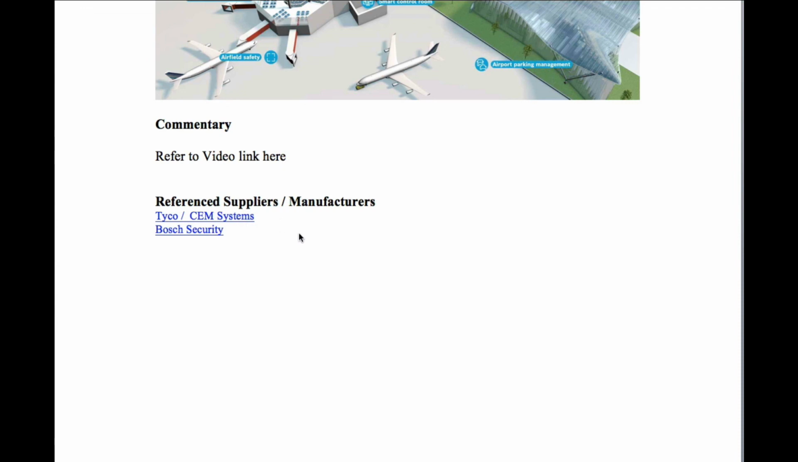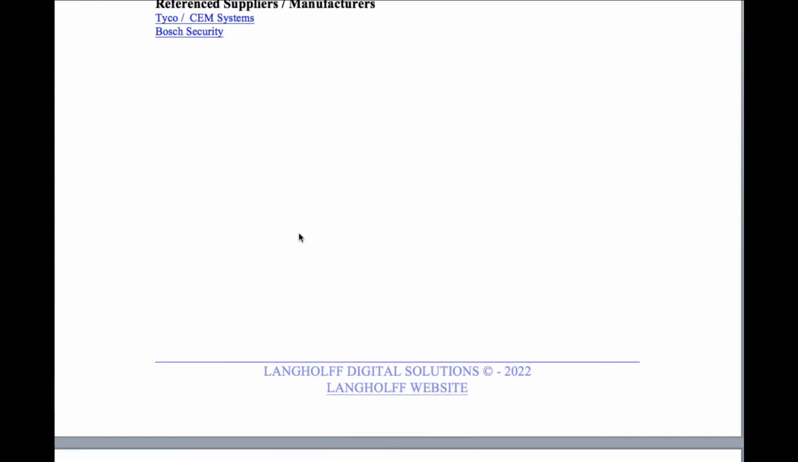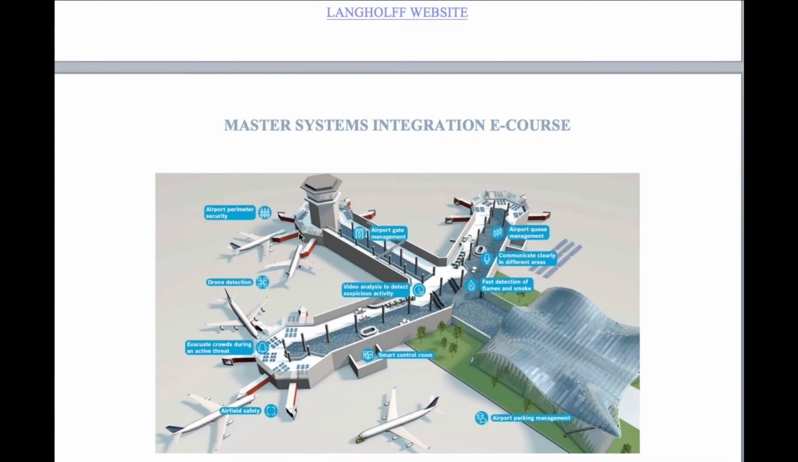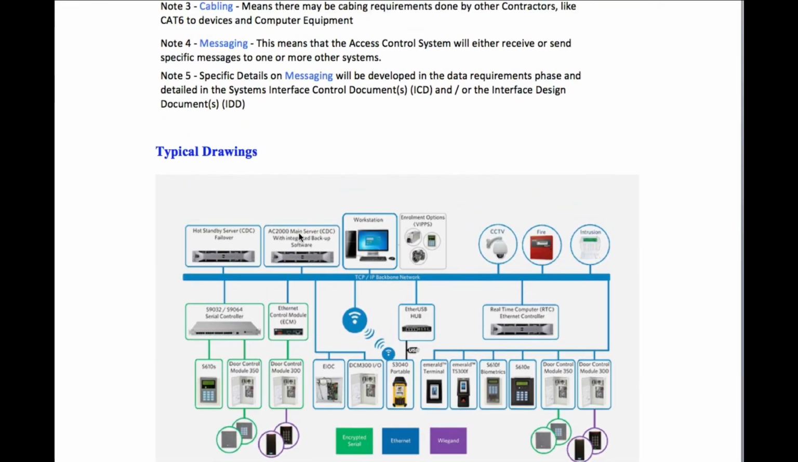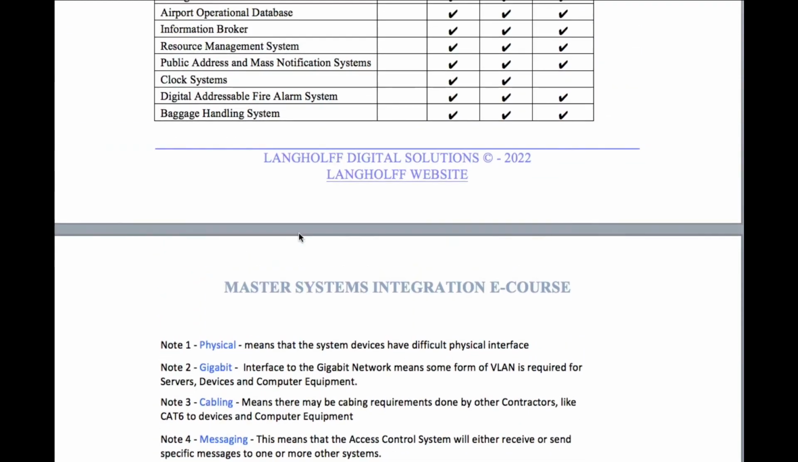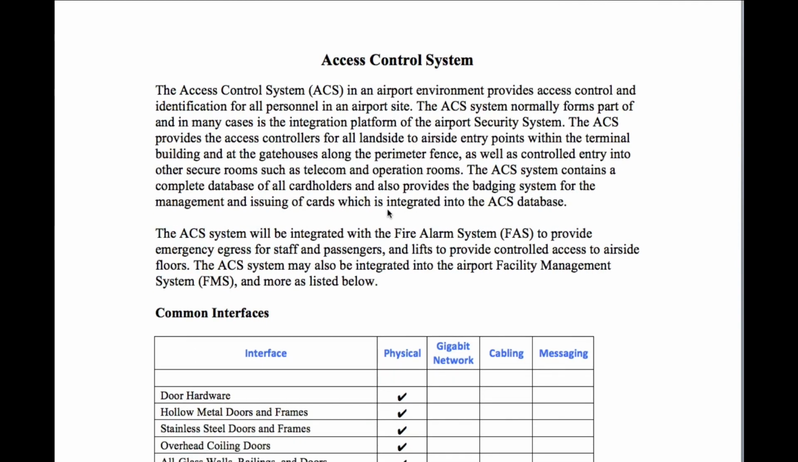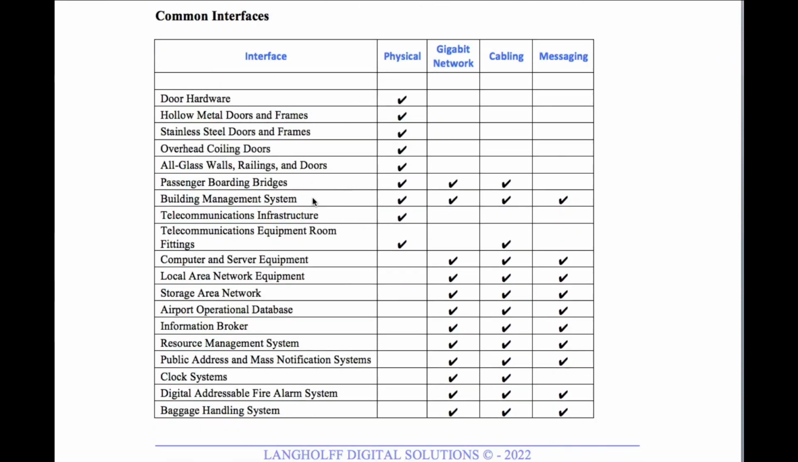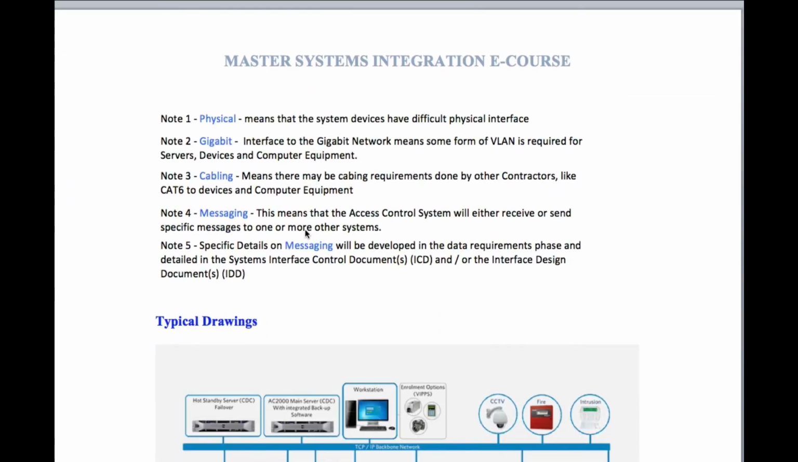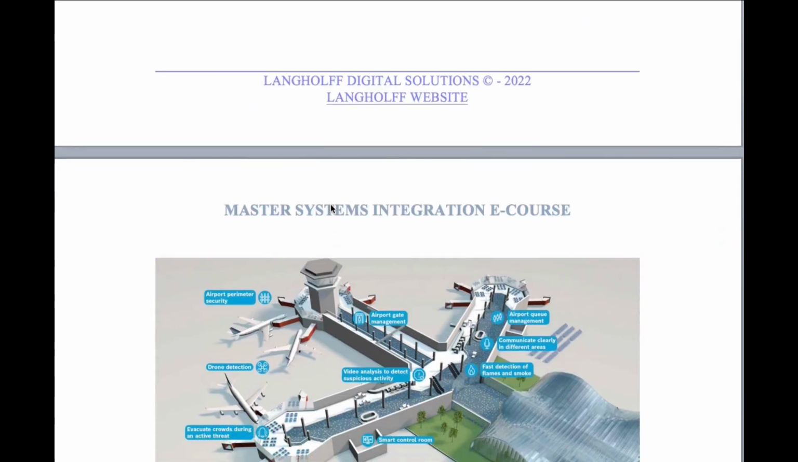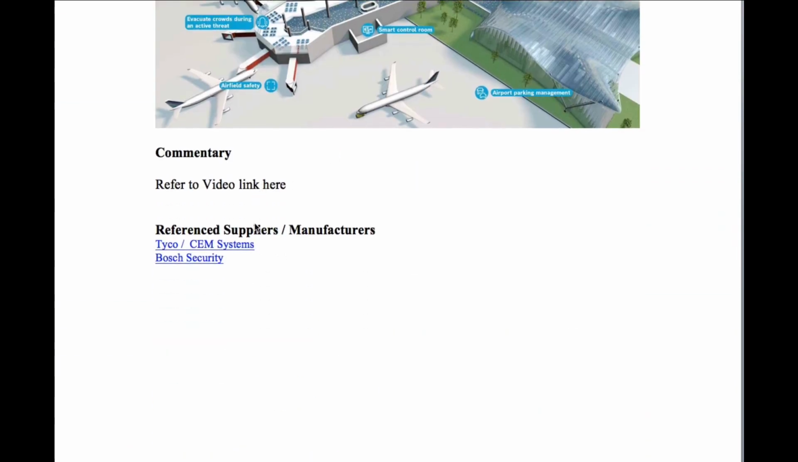So this is the layout really of how you're going to see each of the systems that are in the total course, and we will go through every single system like this with the description, common interfaces, typical drawings, a narrative, and references.